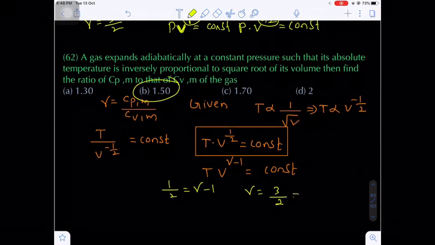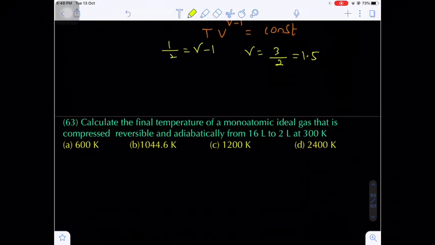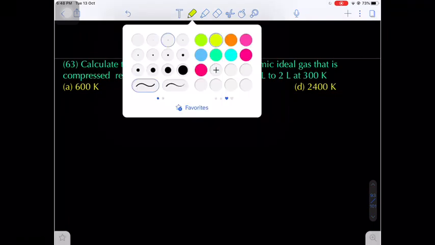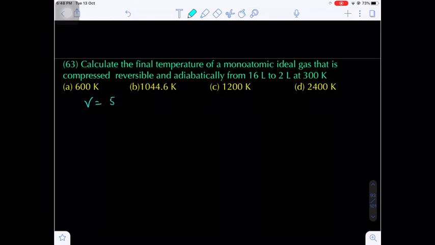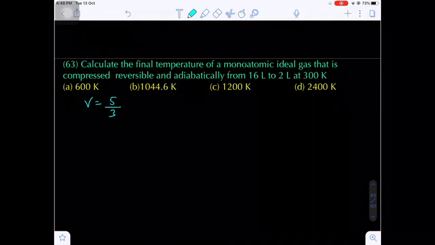That will be option B. Okay. Now there is one more question: calculate the final temperature of a monoatomic ideal gas. Monoatomic ideal gas means the gamma value is 5/3, atomicity 1. It is compressed reversibly adiabatically from 16 liters to 2 liters at 300 Kelvin.